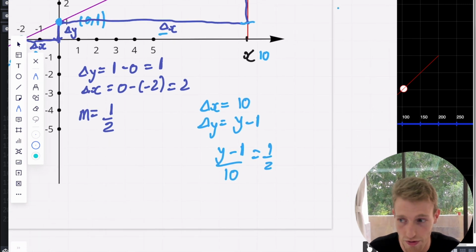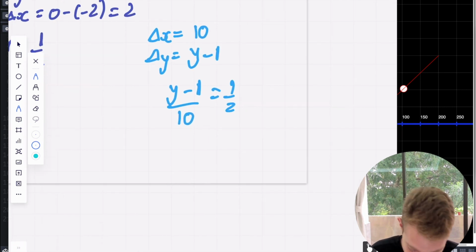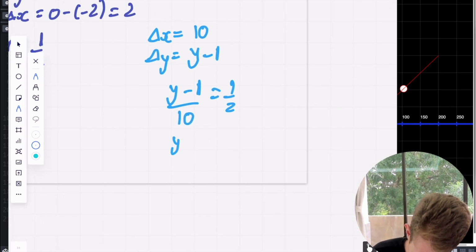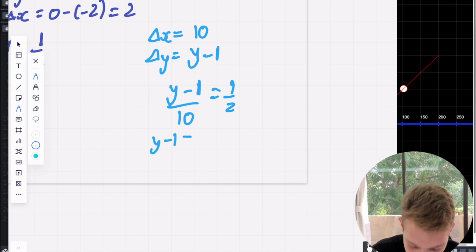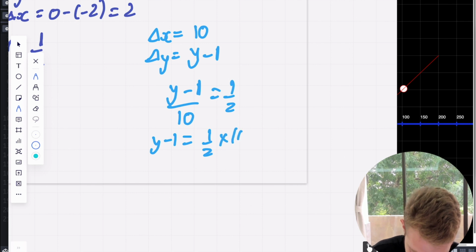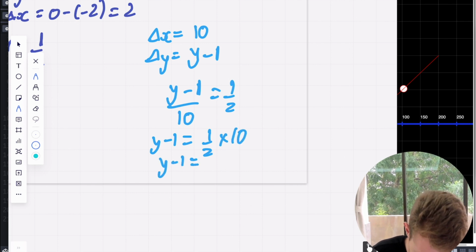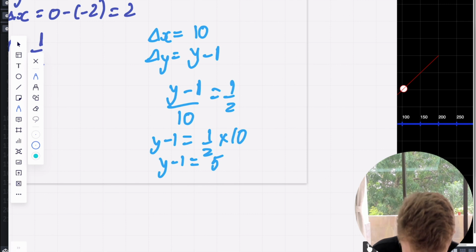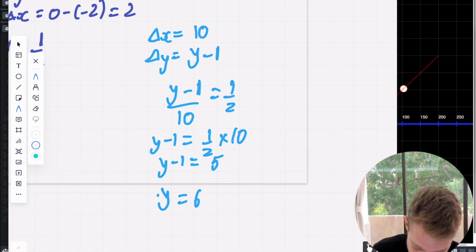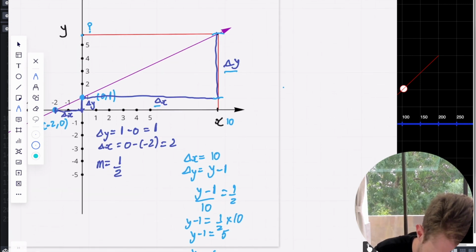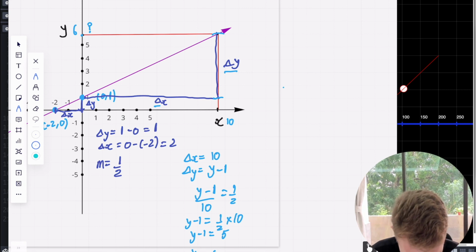And now we can just solve for y. Let's go through this one step at a time. So we'll go y minus 1 over 10 equals 1 over 2. I can multiply both sides by 10. So I get 1 over 2 times 10. So I say y minus 1 is equal to 5. And then I take the minus 1 over, the equal sign turns to plus, and y is equal to 6. So then this y coordinate must be 6 if x is 10.